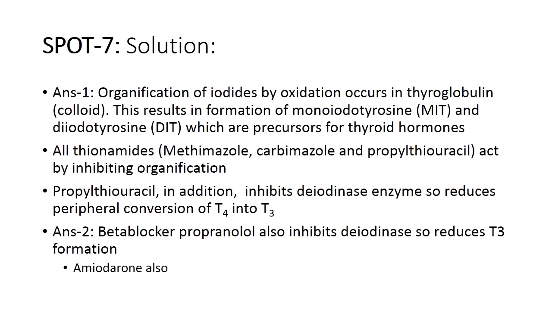Answer 2 is the beta blocker propranolol, which is used in the treatment of thyrotoxicosis and is also known to inhibit the 5-deiodinase enzyme that is involved in conversion of T4 into T3. So it reduces formation of T3, or triiodothyronine. Amiodarone is another drug which causes inhibition of the conversion of T4 to T3.